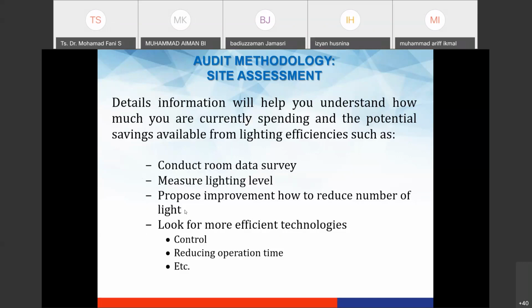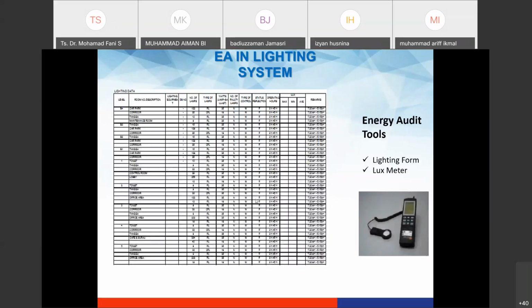So wherever we find that the lux level is more than the standard, okay, for example 400 and the standard says only 100 lux is enough, so that's some improvement. Then the improvement can be the reduction of the number of lights over there. So look for more information, technology, control, reducing operation time, etc. Okay, this one is the example of lighting data.